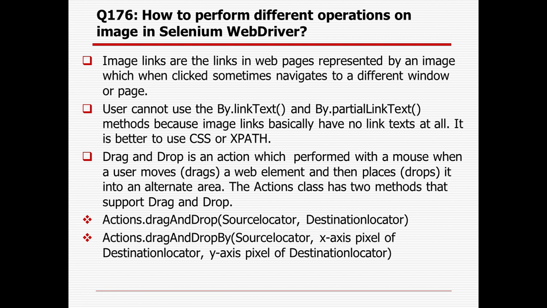So the Actions class has two methods that support drag and drop. First is dragAndDrop, where you need to identify the source locator and destination locator. The source locator will be the image, and the destination locator is where you simply need to drop the image. In case you are not sure about the destination locator, using actions.dragAndDropBy, you can give the x-axis pixels and y-axis pixels along with the source locator. The image will be shifted by those pixels along the x and y axis. So you need to use the dragAndDropBy method available in the Actions class.